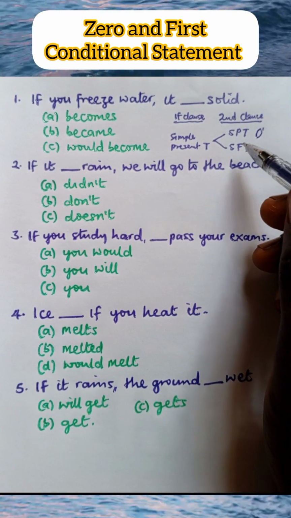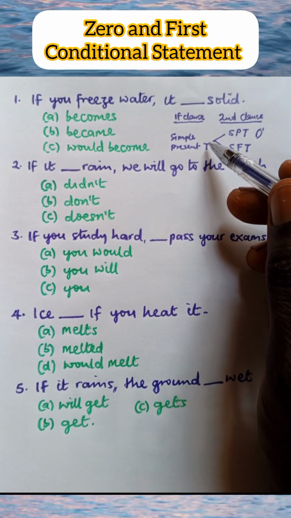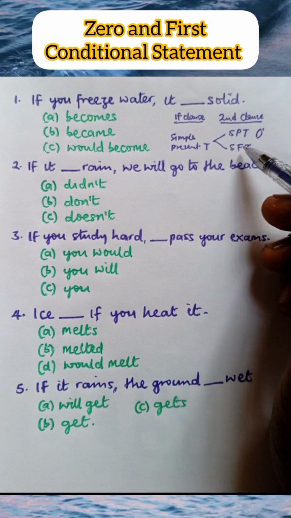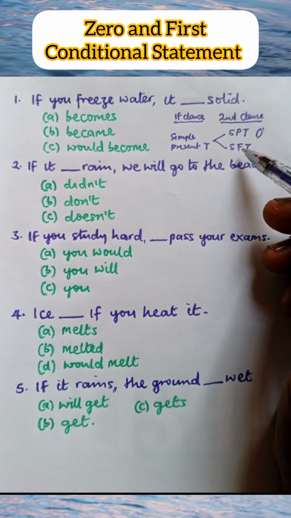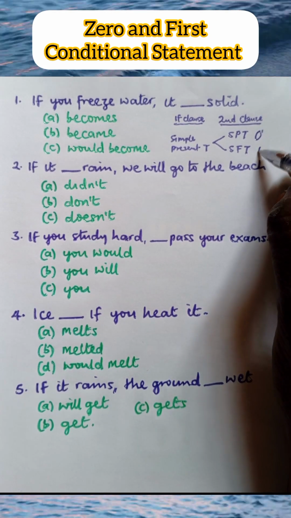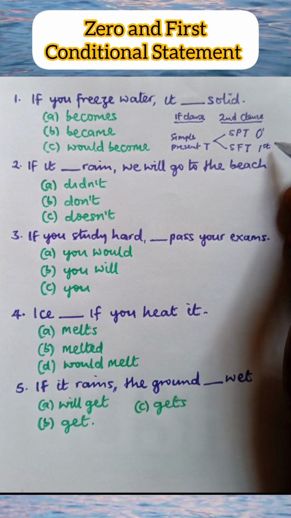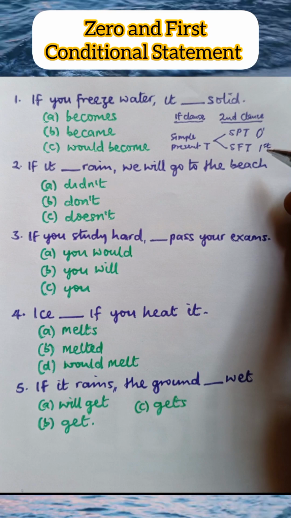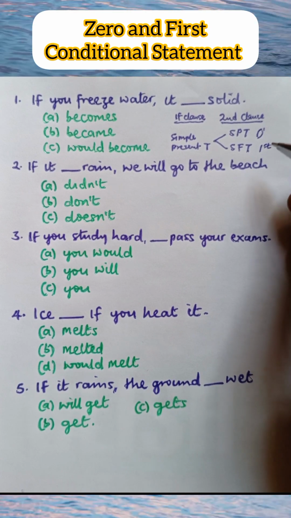But if when the if clause occurs, the second clause may likely occur, then you should use the simple future tense. This is called the first conditional statement. By the time we start answering the questions, you will understand the explanation.